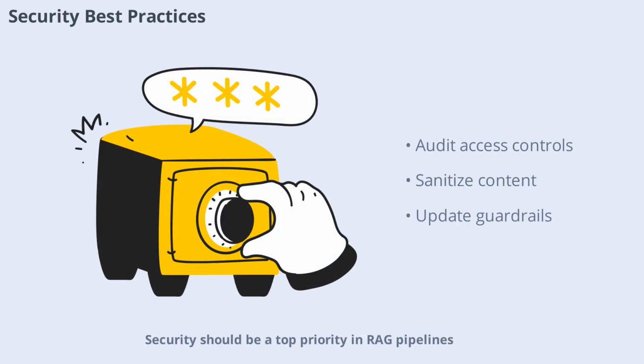Security should be a top priority in RAG pipelines. Regularly audit your access controls, sanitize all retrieved content, and keep your guardrail models up to date. By proactively managing security, you protect both your users and your organization from emerging threats.